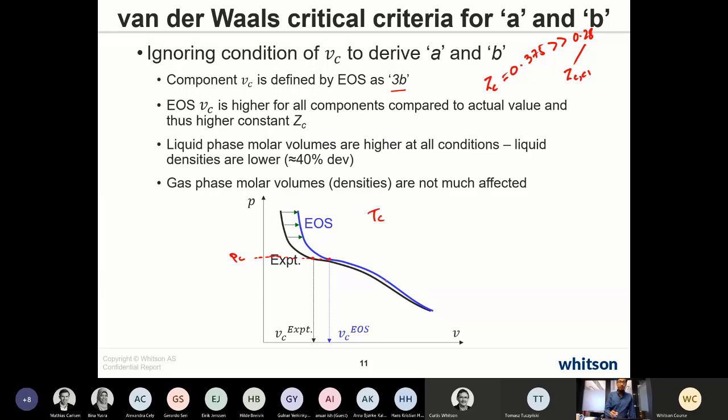But the gas phase densities are not much affected, because a small difference in the volume here is not going to translate into much error, because the volumes themselves are much higher. Here the magnitudes of the volumes are lower, so small differences will end up in a large error.